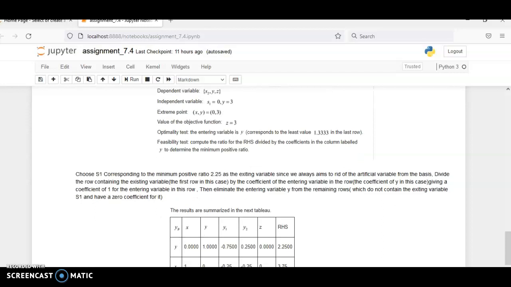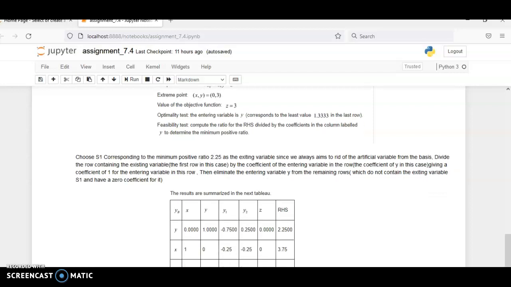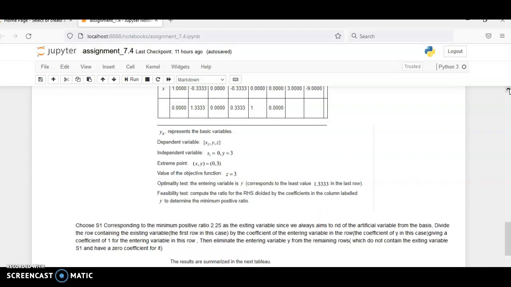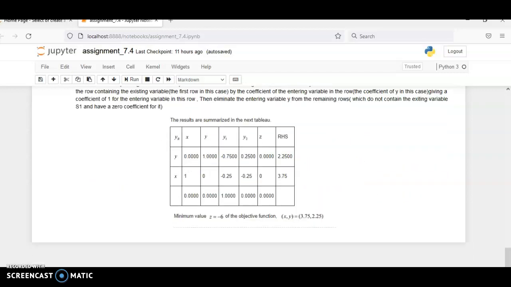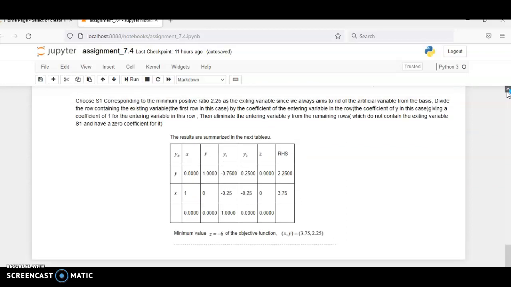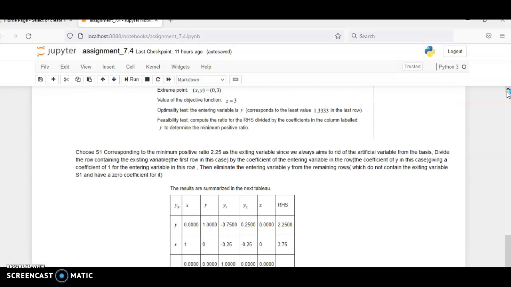Optimality test: the entering variable is y, corresponding to the least value of minus 1.3333 in the last row. And the feasibility test: compute the ratio of RHS divided by the coefficient in the column labeled y to determine the minimum positive ratio. Choose s1 corresponding to the minimum positive ratio 2.25 as the exiting variable, since we always aim to write off the artificial variable from the basis.